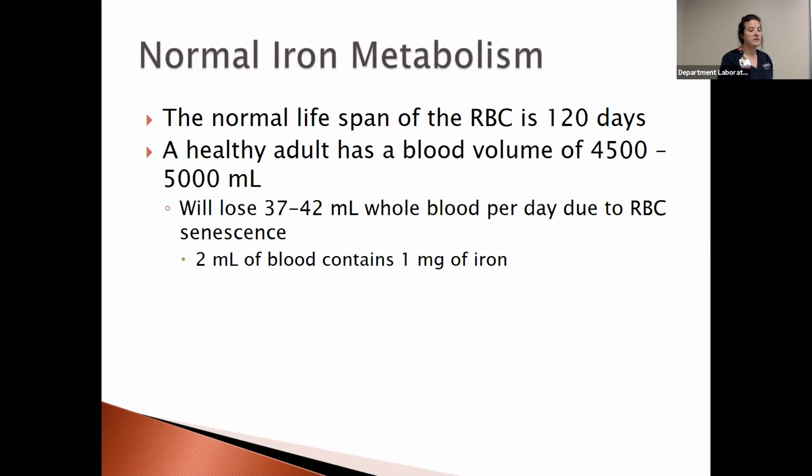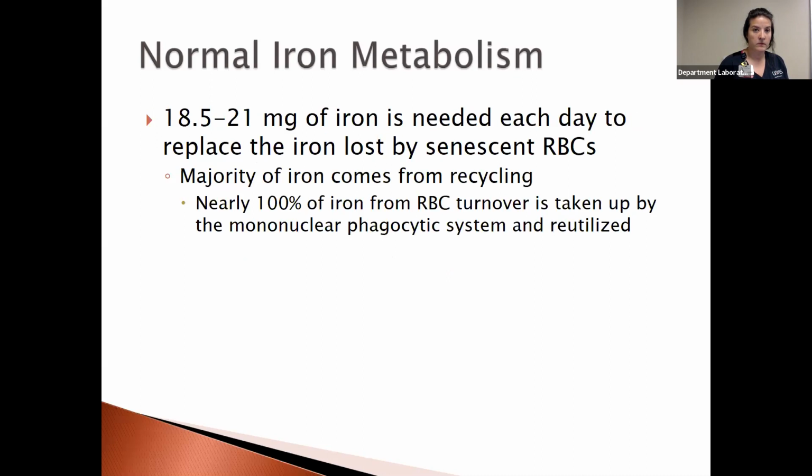So a healthy adult has a blood volume of about 4,500 to 5,000 mils. On a daily basis, you're going to lose about 37 to 42 mils of whole blood, and that's just from red cell senescence. Actually, 2 mils of blood contains 1 milligram of iron. So you're losing about 20 milligrams of iron on a daily basis. So you need about 18.5 to 20 milligrams of iron to replace what is lost from red cell senescence on a daily basis.